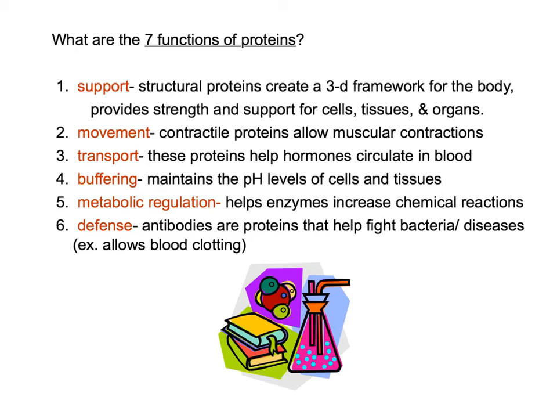There are 7 functions of proteins. Number 1, they provide support. Structural proteins create a 3D framework for the body and provide structural support for cells, tissues, and organs. They are involved in movement. They're the contractile proteins, actin and myosin, and they allow for muscular contractions. They're involved in transport. These proteins help hormones circulate in the blood. They're called lipoproteins.